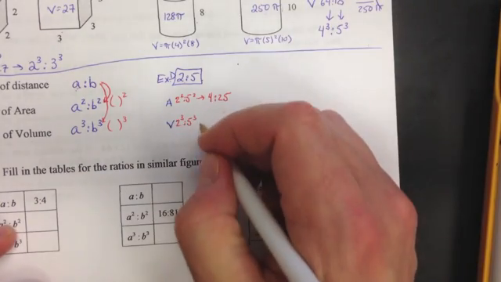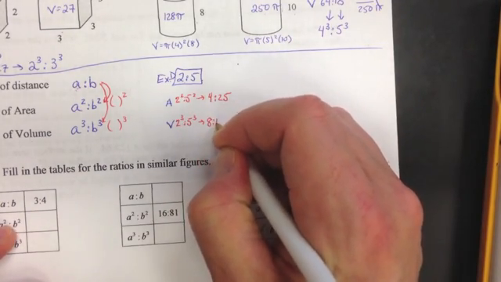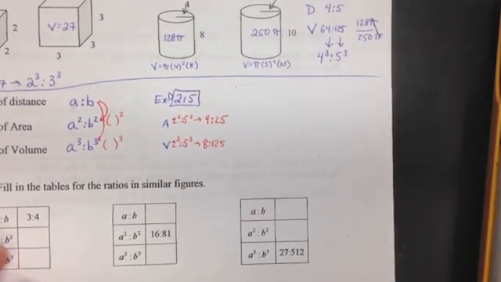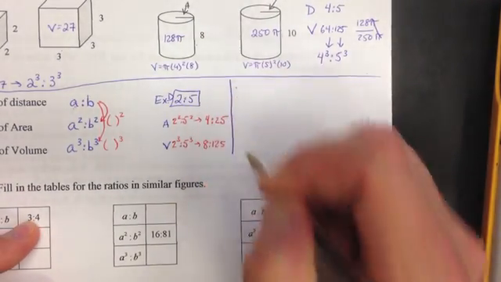So this is 8 and 125. That's my ratio of area, that's my ratio of volume. Okay, so there's the first example.